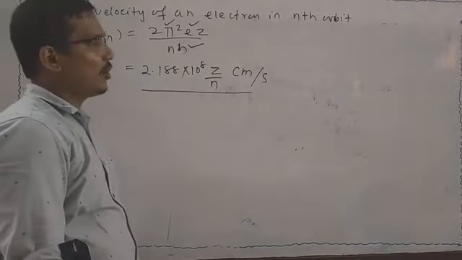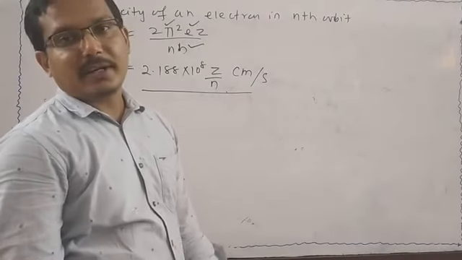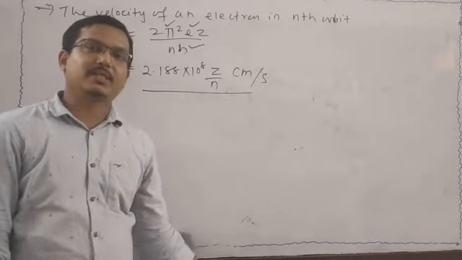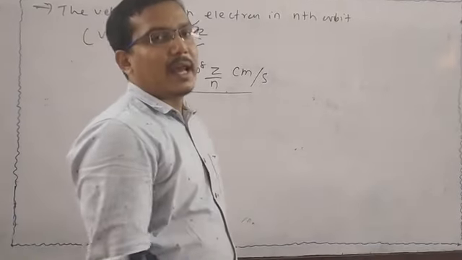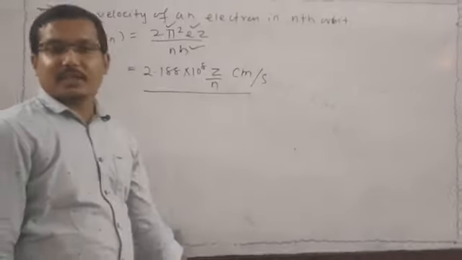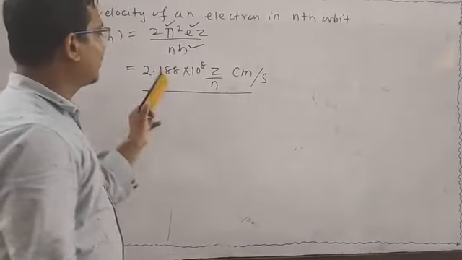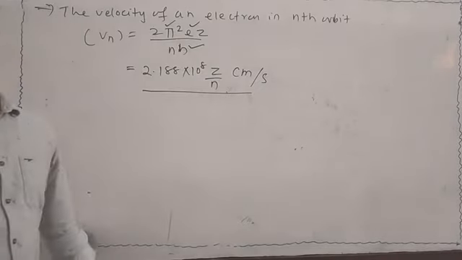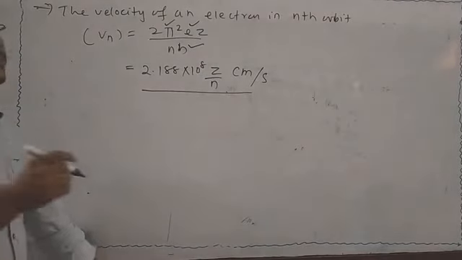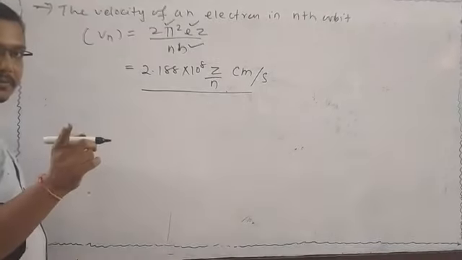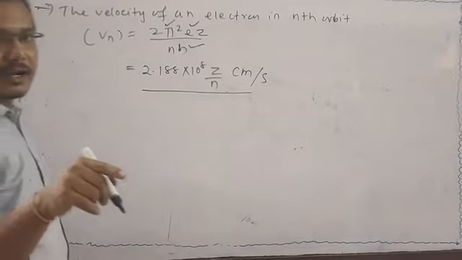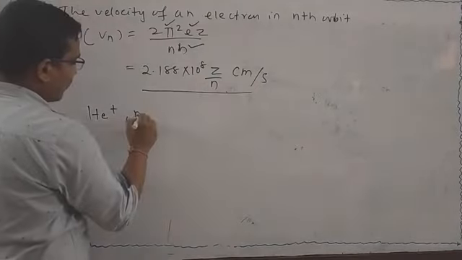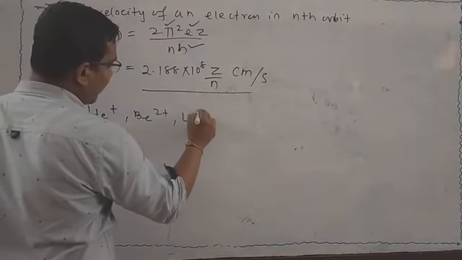we get the calculation of velocity of an electron in the nth orbit of hydrogen atom and hydrogen-like ions He+, B2+. This is the general representation for the calculation of velocity of an electron in the nth orbit of hydrogen atom and hydrogen-like ions, that is He+, B2+, Li3+.